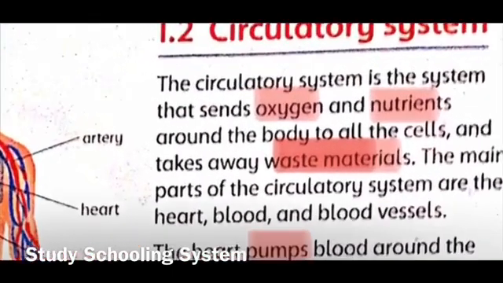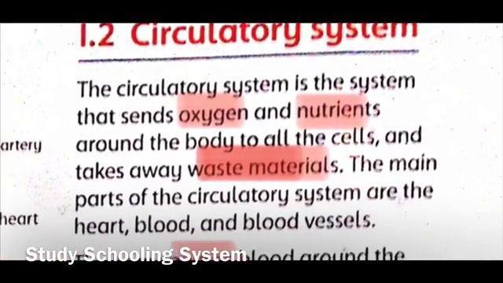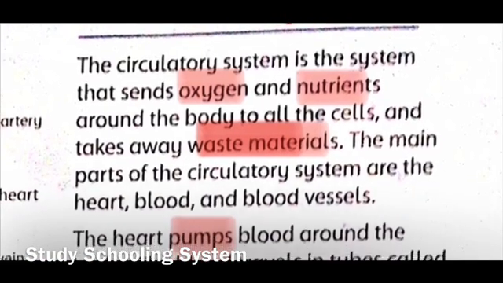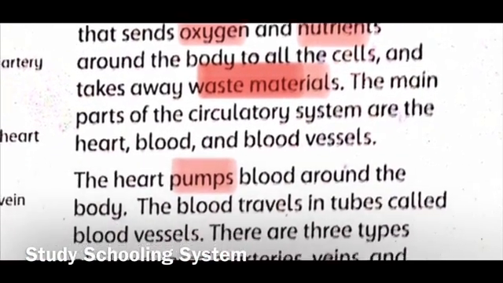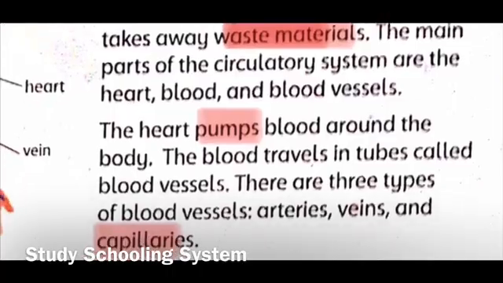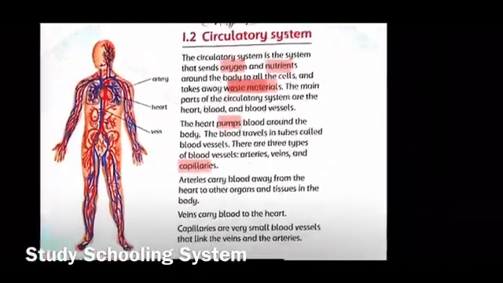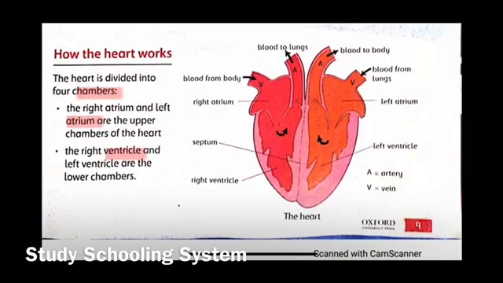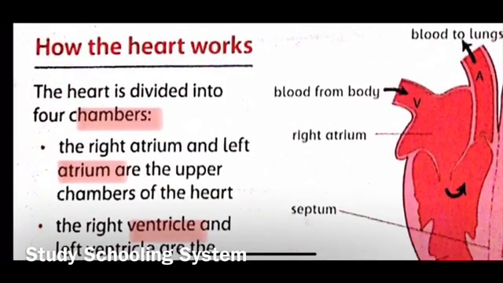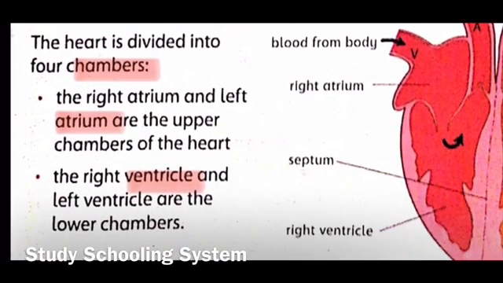So the first word is oxygen. The second word is nutrients. Third word is waste materials. Fourth word is pumps. Fifth word is capillaries. And so the other word is chambers. You can write the singular form, which would be chamber, and atrium, ventricle.